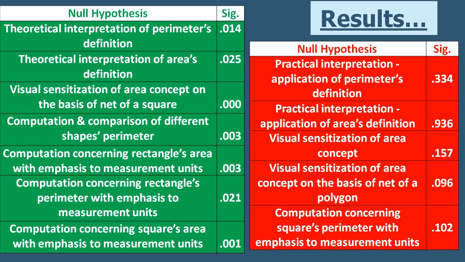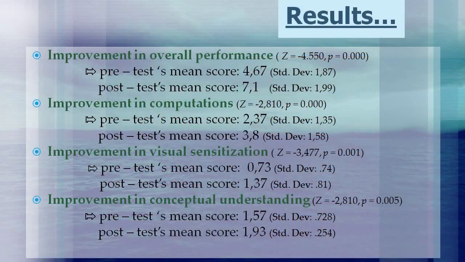Theoretical but not practical interpretation of the definitions of perimeter and area, all types of computations except computations concerning perimeter with emphasis on measurement units of a square, and visual sensitization of the area concept on the basis of the net of a square were the variables in which there was a statistically significant difference between students' initial and final scores. Students improved their overall performance drastically. Their post-test score was nearly doubled, and 27 students gave more accurate answers.